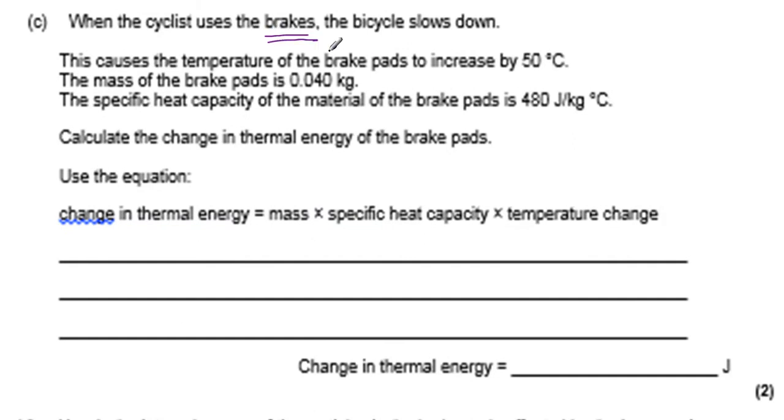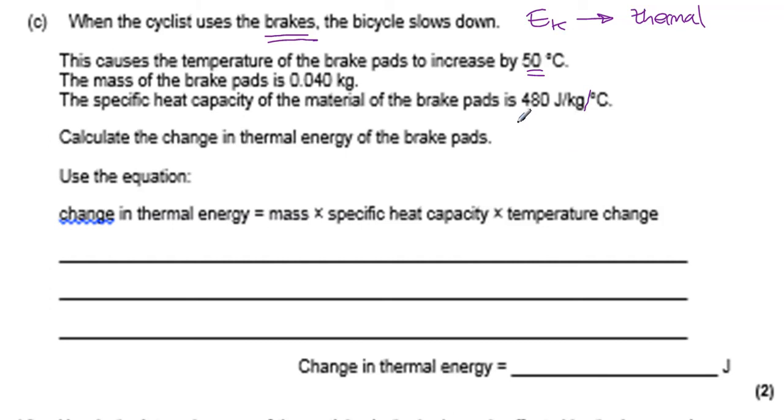Brakes transfer kinetic energy into thermal energy. That's how they work. They get very hot. So the temperature of the brakes increases by 50 degrees. The mass of the brake pads is 0.040 kilograms, and the heat capacity of the material of the brake pads is 480 joules per kilogram per degree C. That's interesting.